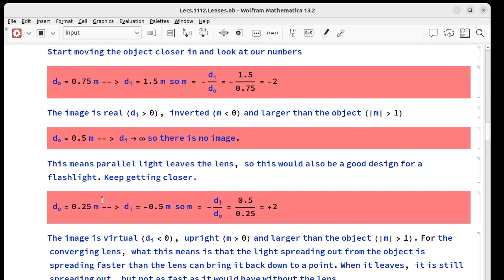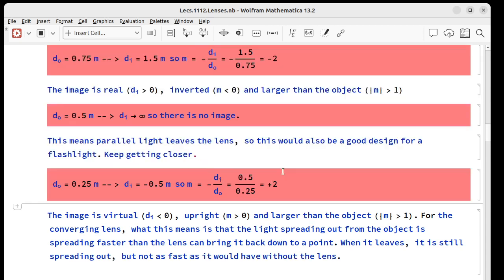We continue to move closer. Now we're inside the focal length at 0.25 meters. Our image distance is now negative 0.5 meters, so it's a virtual image. Our magnification, negative of a negative, we get plus 2. So the image that we see now is upright and larger than the object.